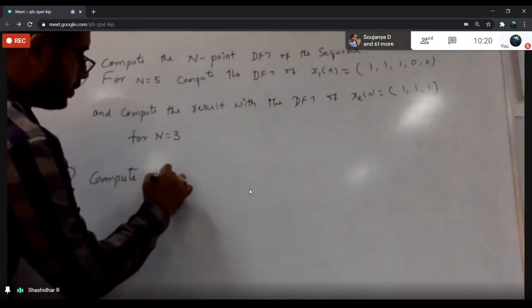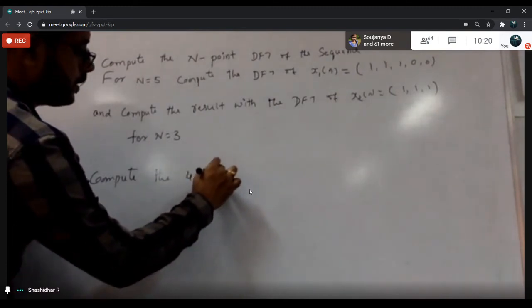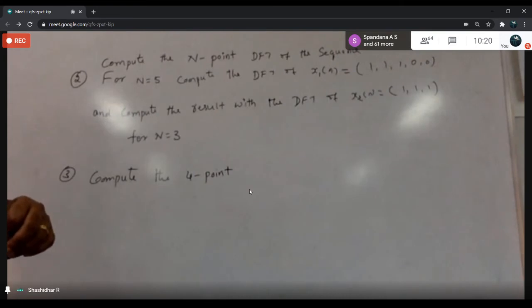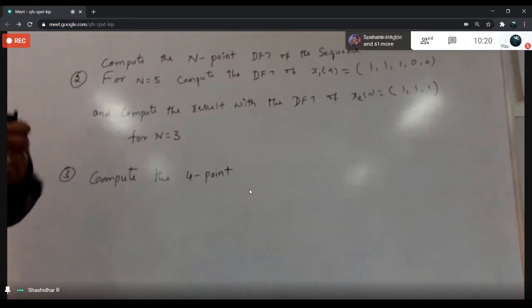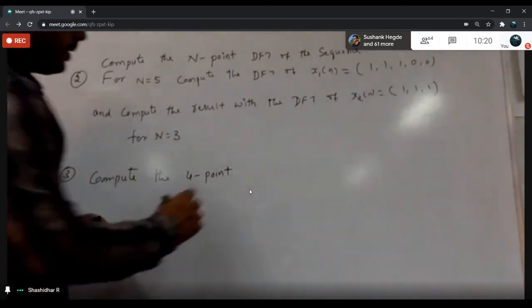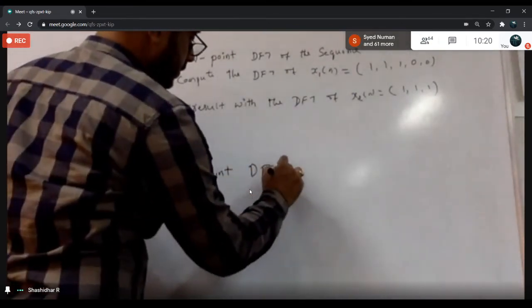Another one, compute the 4-point DFT. So if you are in Mysore, you can come anytime. Just have a phone number. I think you can call me in the free times. If you have doubts, come to Mysore.